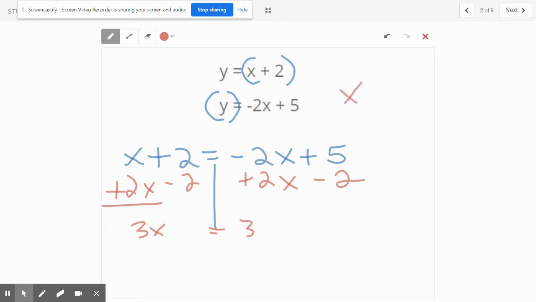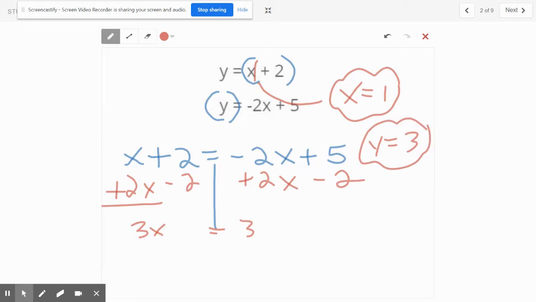Well, we know x is going to equal 1. Divide that. You can plug this in real quick. 1 plus 2. Y equals 3. All right.